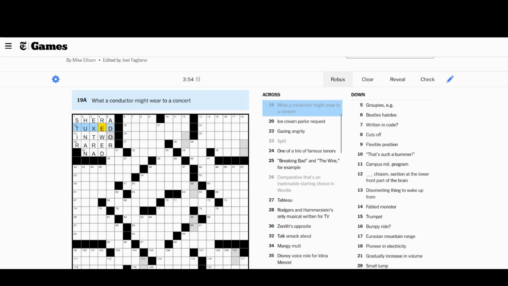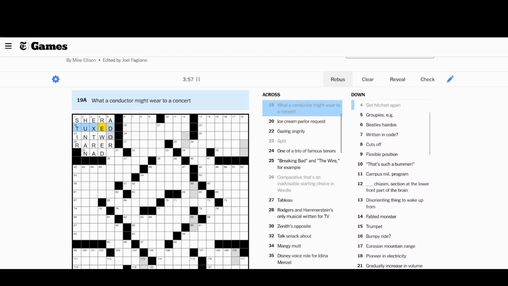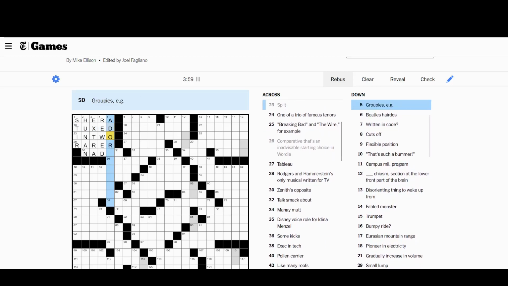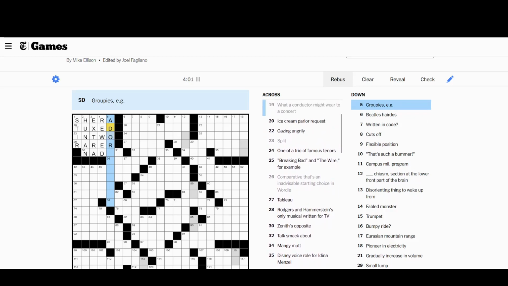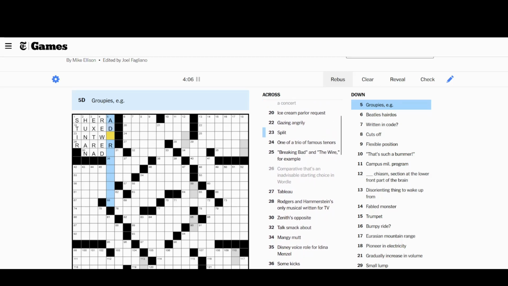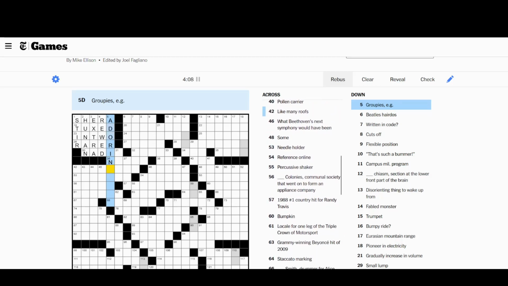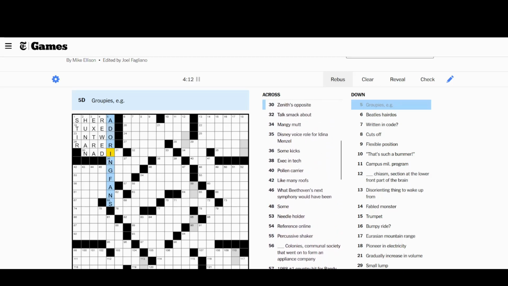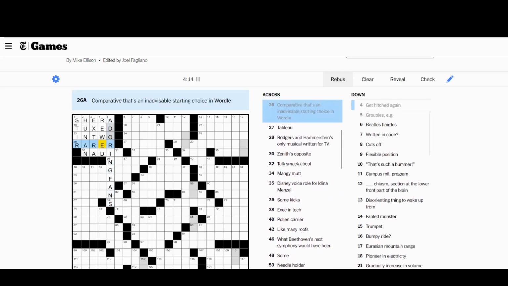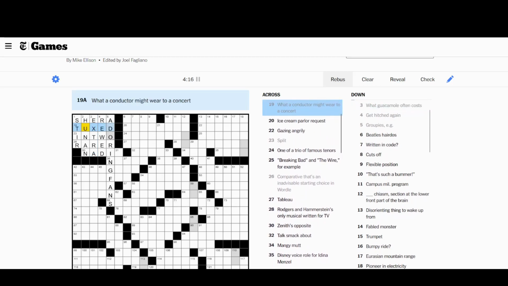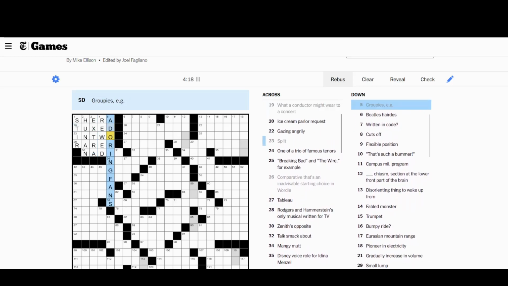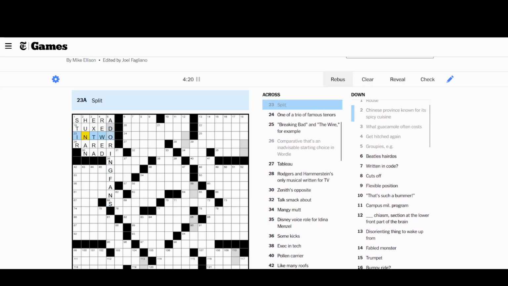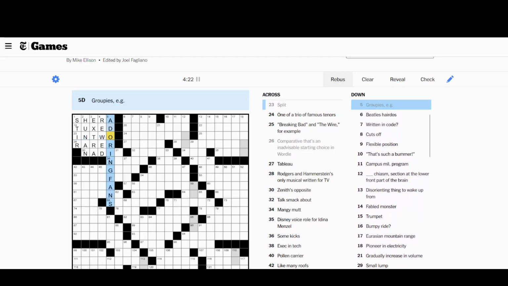Tuxedo, because D-O downwards. Tuxedo. Something funny is going on. Because this has got to be adoring fans. This has to be. And then maybe for the topmost one, you have to read it going down. For the bottommost one, you just read it going across.